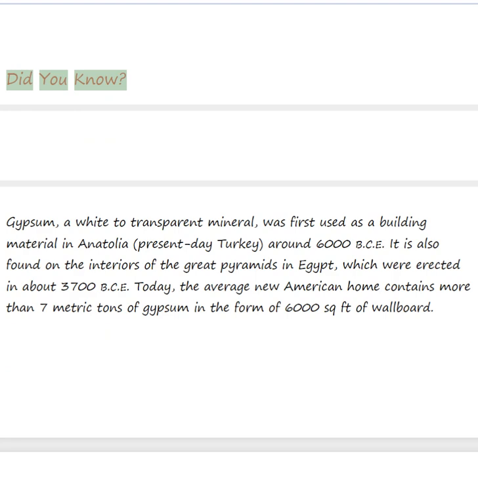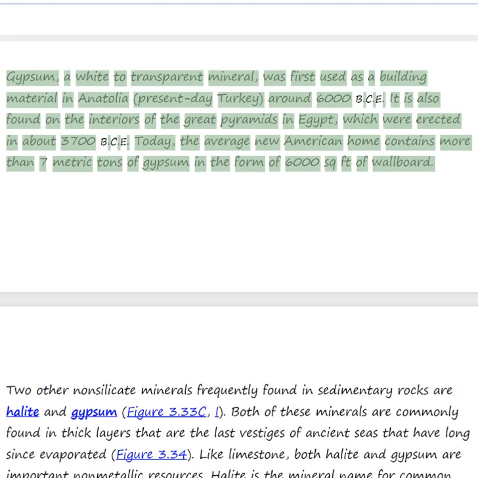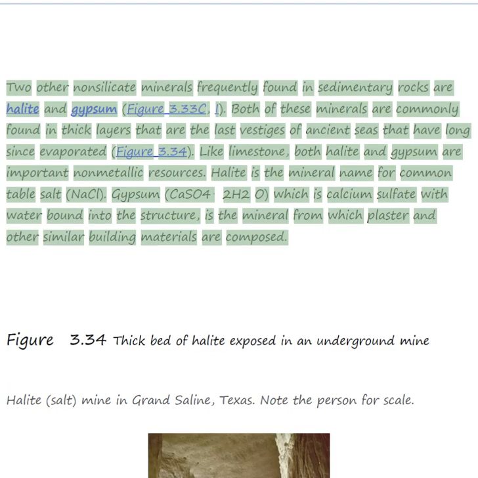Did you know? Gypsum, a white to transparent mineral, was first used as a building material in Anatolia around 1600 BCE. It is also found on the interiors of the Great Pyramids in Egypt, which were erected in about 3700 BCE. Today, the average new American home contains more than 7 metric tons of gypsum in the form of 6,000 square feet of wallboard. Two other non-silicate minerals frequently found in sedimentary rocks are halite and gypsum.